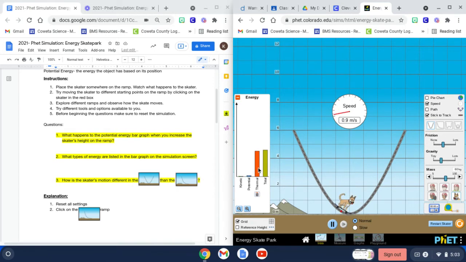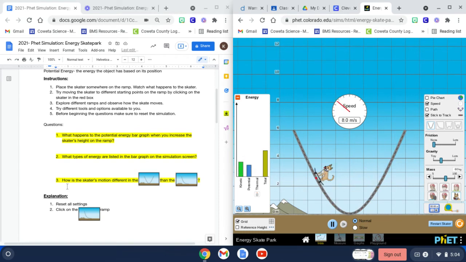We don't have friction in space. So if this dog skateboarded off a ramp in space, it would keep going until it slammed into a planet or a star. But on Earth, we have friction that's going to eventually slow everything down. And we can see that here because my thermal energy is now equal to my total. So you don't need any friction while we're doing this experiment. You can leave that friction turned off for right now.